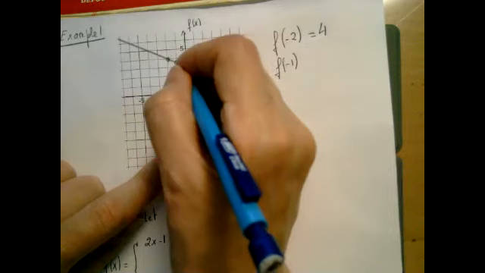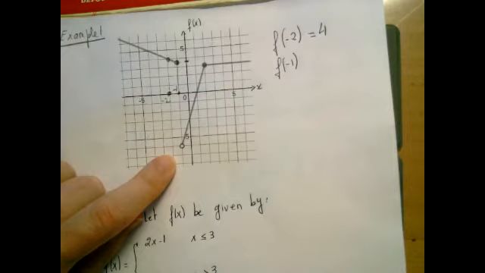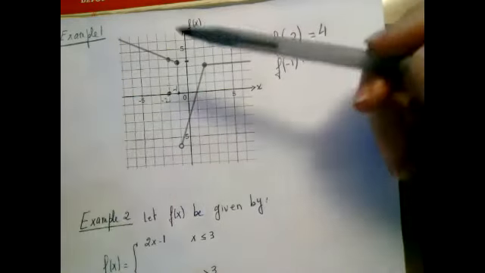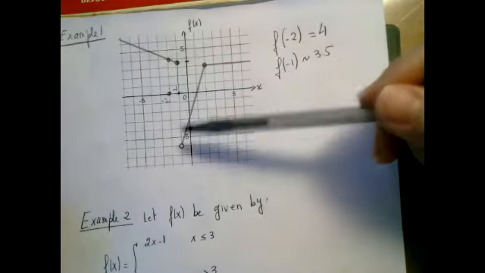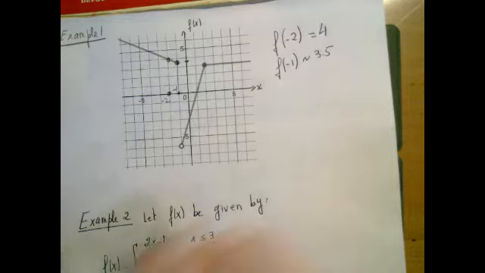So f of minus 1 is somewhere in here, and somewhere in here, that's 1, 2, 3, almost 3.5. It means the value the function obtained at minus 1 is what happened at the full circle, not at the open circle.